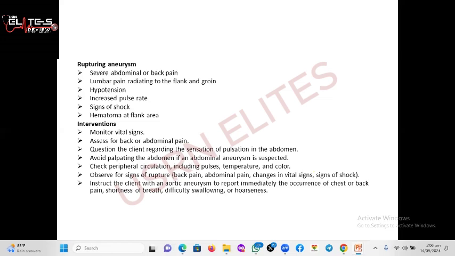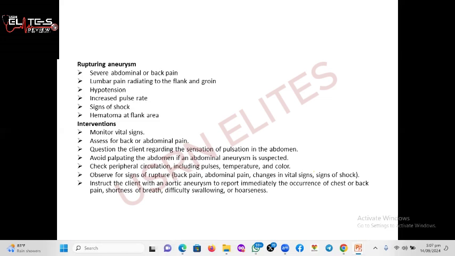Then you have to observe for signs of rupture. If it ruptures, there's going to be back pain, abdominal pain, changes in the vital signs, and shock. These are things that will tell you that a patient with either a thoracic or any form of aortic aneurysm, the aneurysm has ruptured. If these things are found in our assessment or in the question, it could tell us that it has ruptured, and so you need to promptly inform the healthcare provider, and then put the necessary interventions in place.